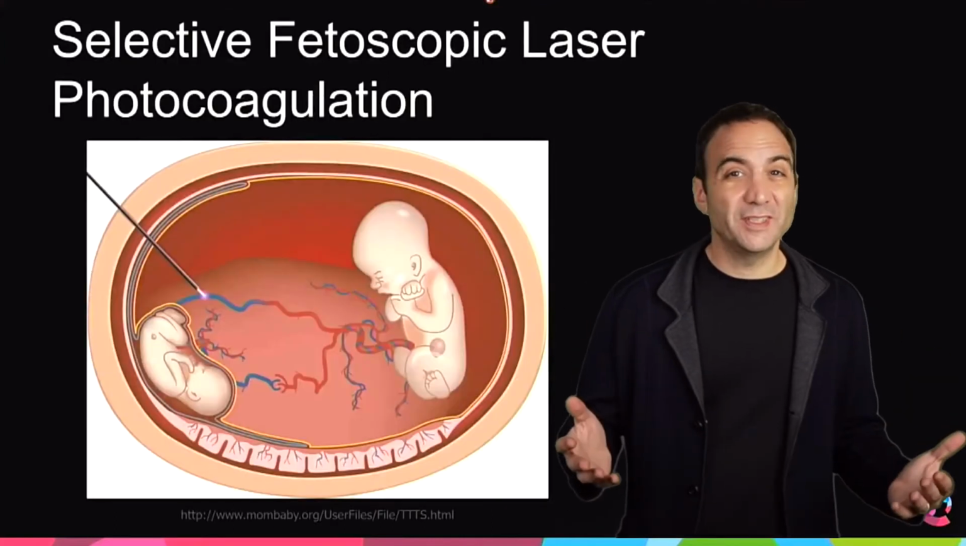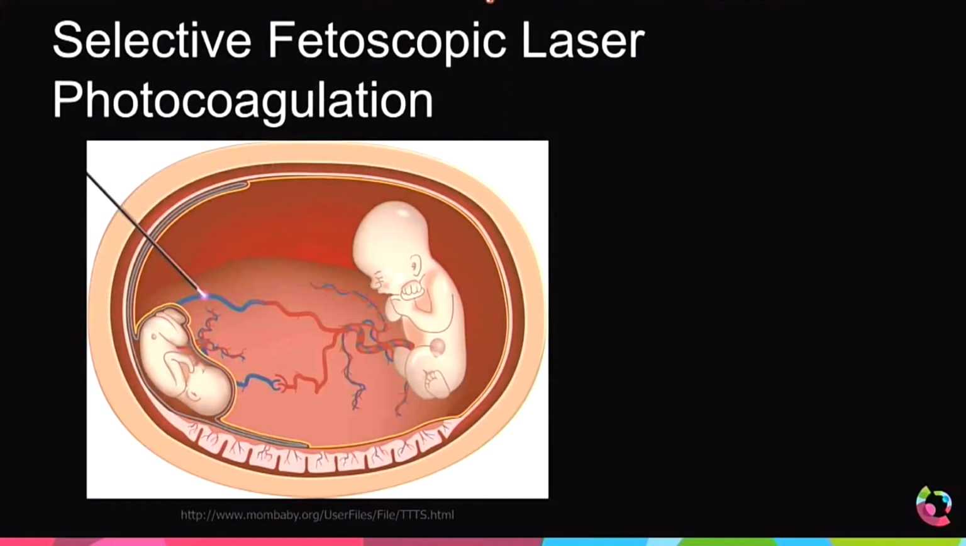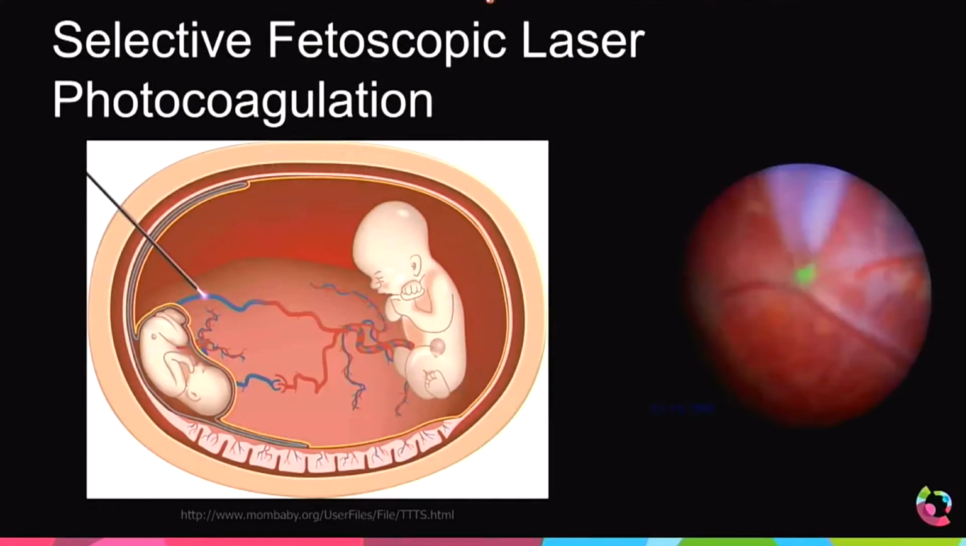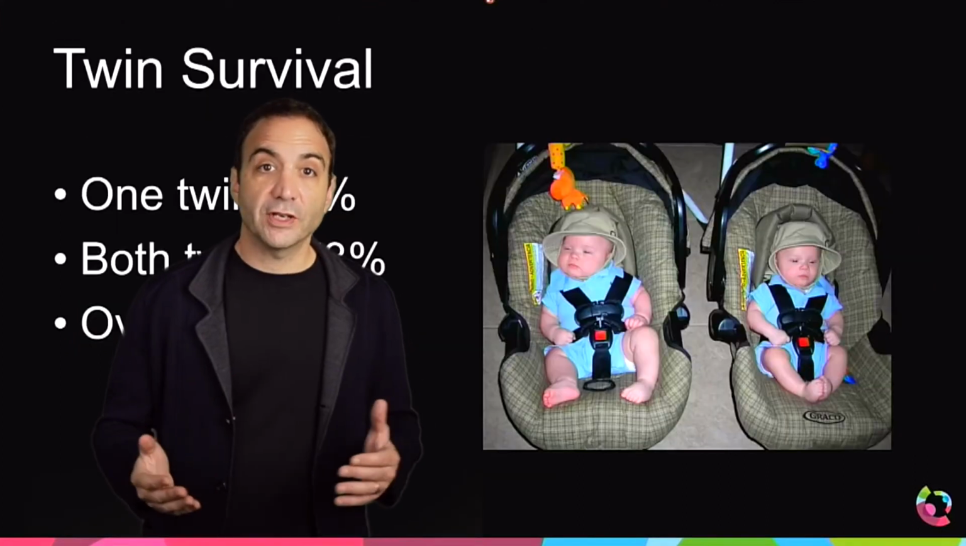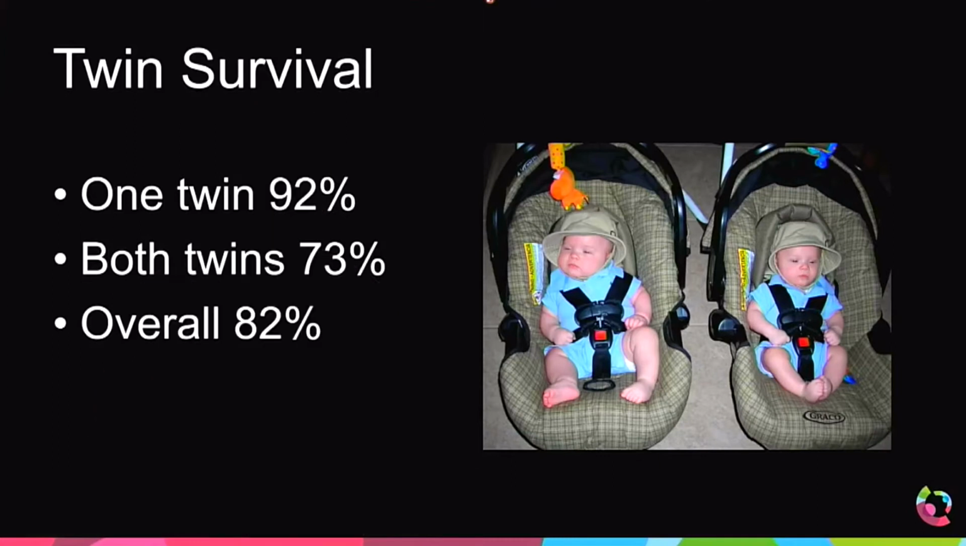So what do we do for TTTS? Is there a treatment? Well, we do selective fetoscopic laser photocoagulation in these twins. So we're going to laser the vascular anastomosis. And this procedure has changed the survival rate of twins, which is a game changer. And now we have survival in 80 to 90% of these twin gestations.